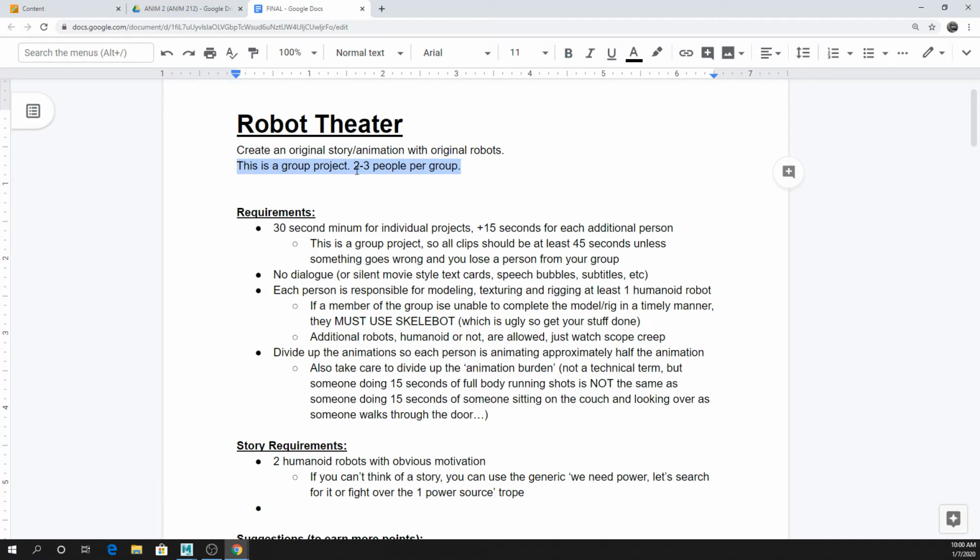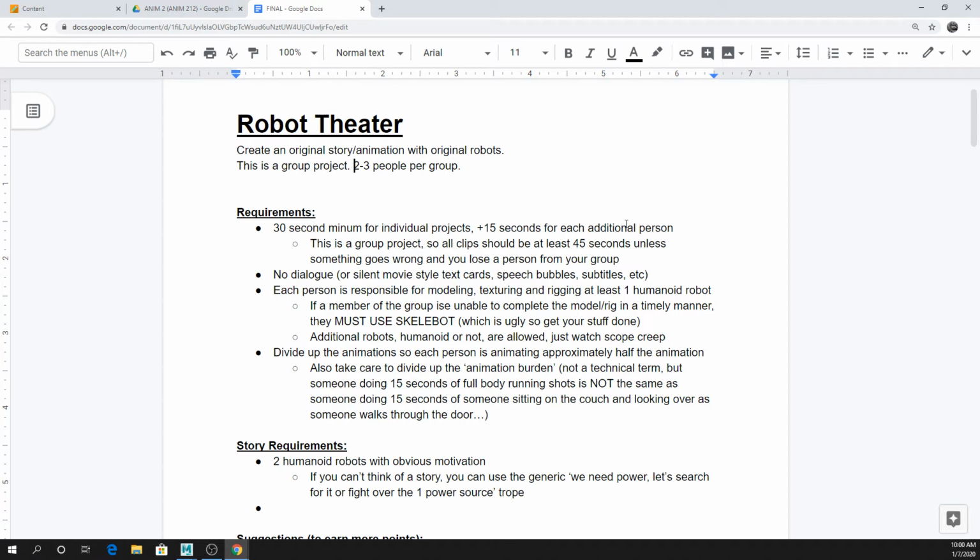I've set up groups in Learn. So there should be 2 to 3 people per group. If for some reason someone ends up withdrawing from the course or something like that, let me know. I'll help you. I can probably either find another group if they want to adopt an extra person, or work with you to make some modifications to the story so an individual project would work.